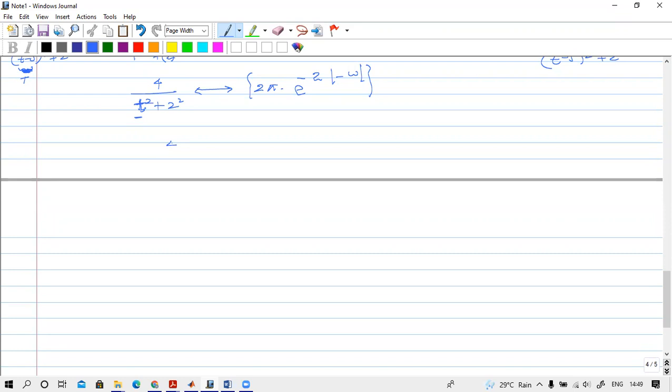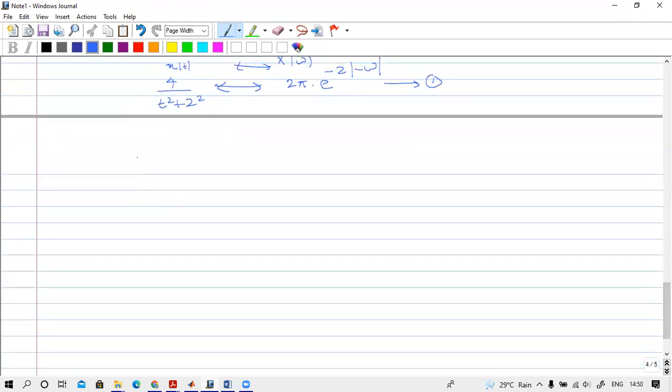So for the signal 1 by t square plus 2 square, you have the answer, that is 2 pi e to the power minus 2 absolute value omega. So you have this identity. If this is x(t), this is X(omega). Then you have a time shifted signal that is y(t), time shifted by 5, so you will get 1 by (t minus 5) square plus 2 square.